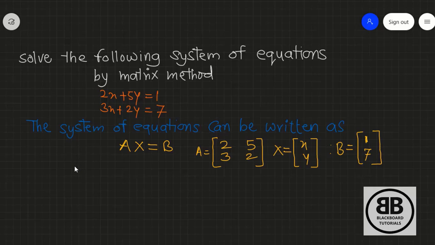Today we are going to solve a system of linear equations by matrix method. Suppose we are given this system of equations in two variables. Now this system can be written as AX = B, where A is the coefficient matrix, X is the variable matrix since there are two variables, and B is the constant matrix.